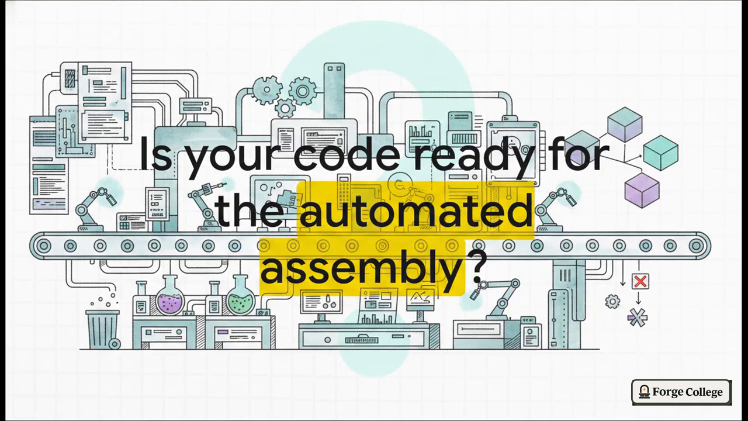So, I'll leave you with this final critical question. Is your smart contract code truly ready to survive the automated assembly line? Think long and hard about how you're going to adapt these exact principles to your own projects right now.